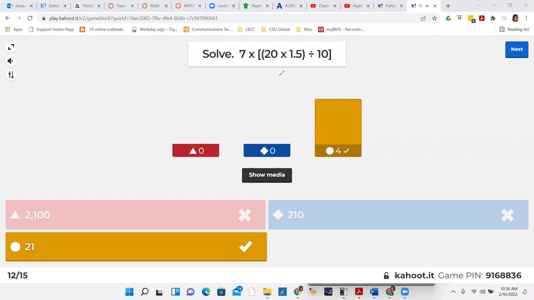So all 4 who played got it. We want to do inside the brackets and inside the innermost parentheses. We have 20 times 1.5. So 1 times 20 is 20 plus a half of 20 is 10. So that's 30. 30 divided by 10 is 3. Three times 7 is 21. So good.